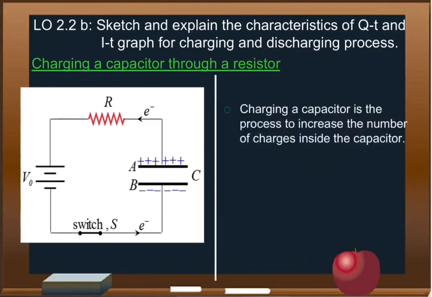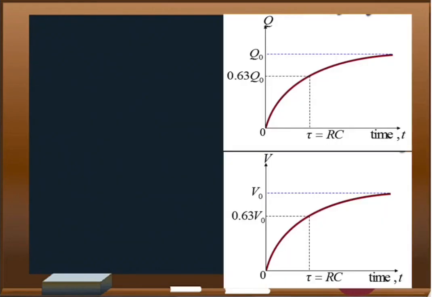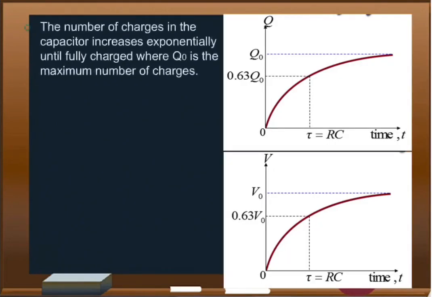When you charge a capacitor, the number of charges inside it will increase. When the switch is closed, the charges will flow from the negative terminal of the battery, and then accumulate on the plates of the capacitor. So we can see from these two graphs, for example from the Q against T graph, the number of charges in the capacitor will increase exponentially until it is fully charged and reaches Q0. So Q0 is the maximum number of charges.